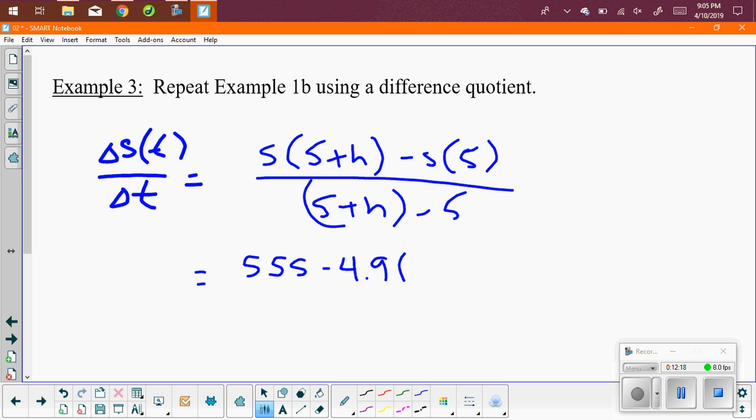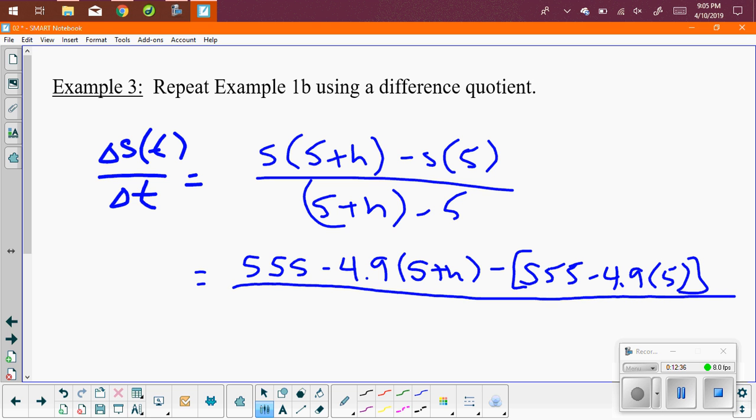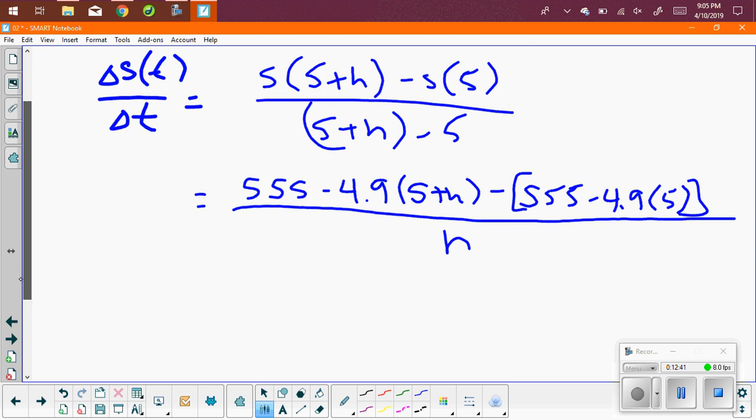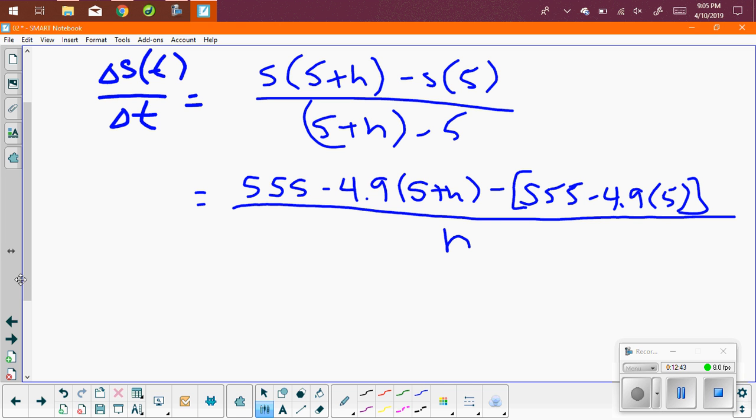Now my t here is 5 plus h, minus, and I'm going to put some square brackets here because I have a lot of stuff to write in here. I have 555 minus 4.9 times 5. And again, in my denominator, those 5s cancel out nicely, and I'm left with h. And I think I forgot something there. These were squared, t squared, t squared.